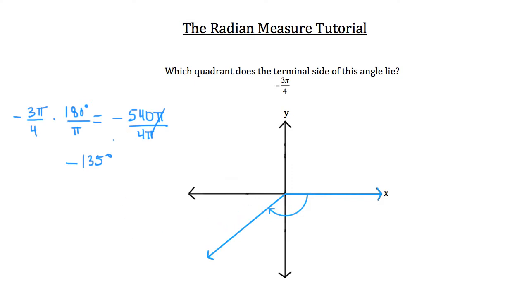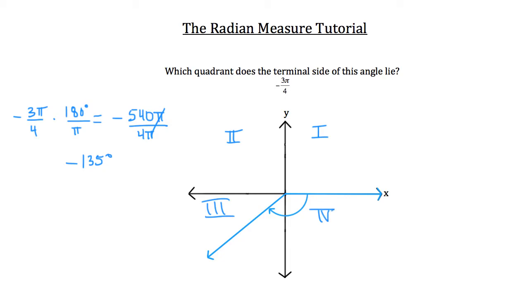So remember, when you're given problems like that, if they give you a radian measure, it's easiest to just convert that into a degree measure and then draw your angle in standard position. So the answer to this question then is this angle lies in quadrant 3, because remember, that's quadrant 1, quadrant 2, quadrant 3, and quadrant 4.